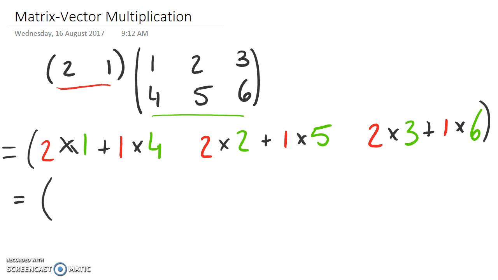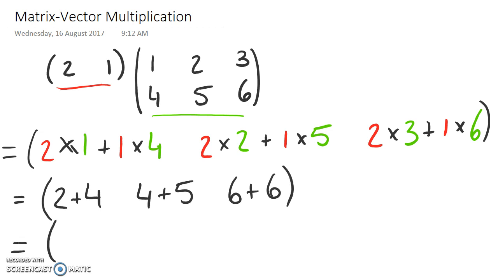So let's do all of our multiplications. 2 times 1 is 2, plus 1 times 4, which is 4. 2 times 2 is 4, plus 1 times 5, which is 5. 2 times 3 is 6, plus 1 times 6 is 6. 8, whoops, not 8, 2 plus 4 is definitely not 8. We have 6, 4 plus 5 is 9, and 6 plus 6 is 12. We can close our brackets, and that is the first matrix vector multiplication done.